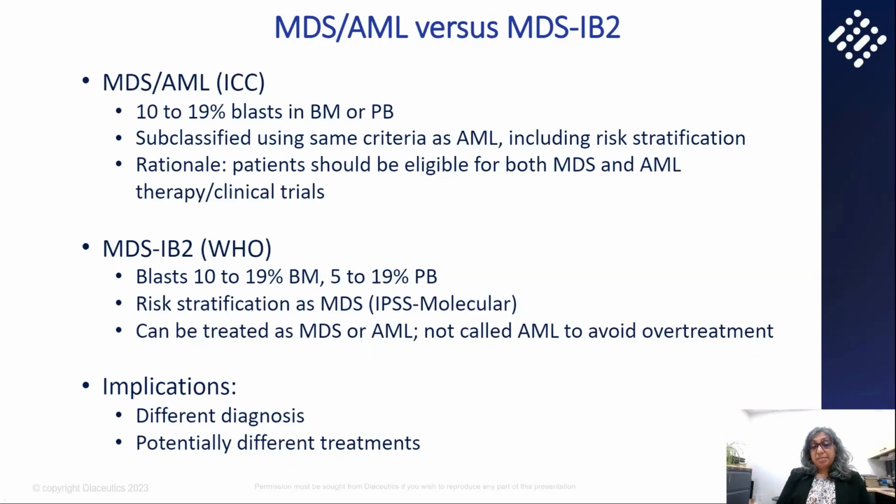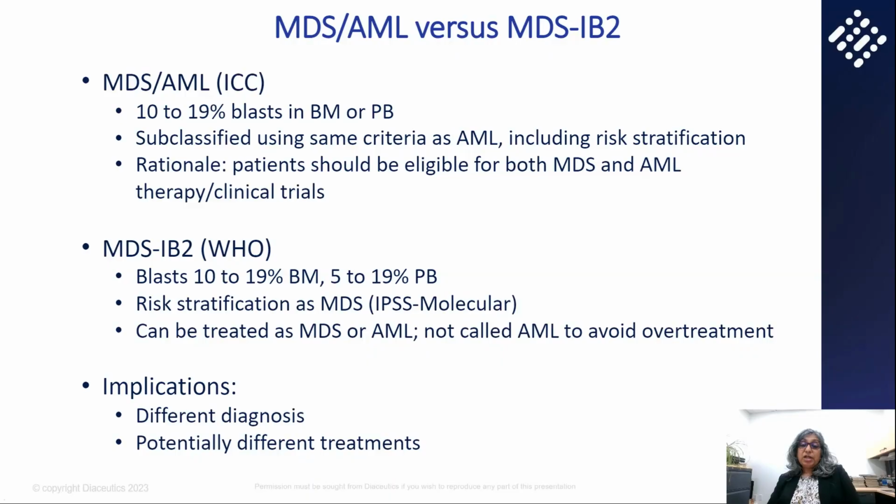These cases are subclassified using the same criteria as AML, including risk stratification. So in ICC, if you have 10% or more blasts in a case of MDS, when we use the term MDS/AML, when we are looking at the risk stratification or further subclassification, we're pretty much following what we would for AML. And the rationale for this change is that these patients who have 10 to 19% blasts should be eligible for both MDS and AML therapy or clinical trials.